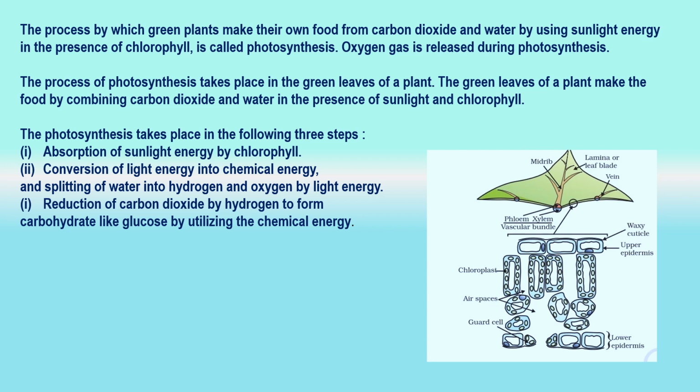The photosynthesis takes place in the following three steps: absorption of sunlight energy by chlorophyll, conversion of light energy into chemical energy, and splitting of water into hydrogen and oxygen by light energy. Reduction of carbon dioxide by hydrogen to form carbohydrate like glucose by utilizing the chemical energy.